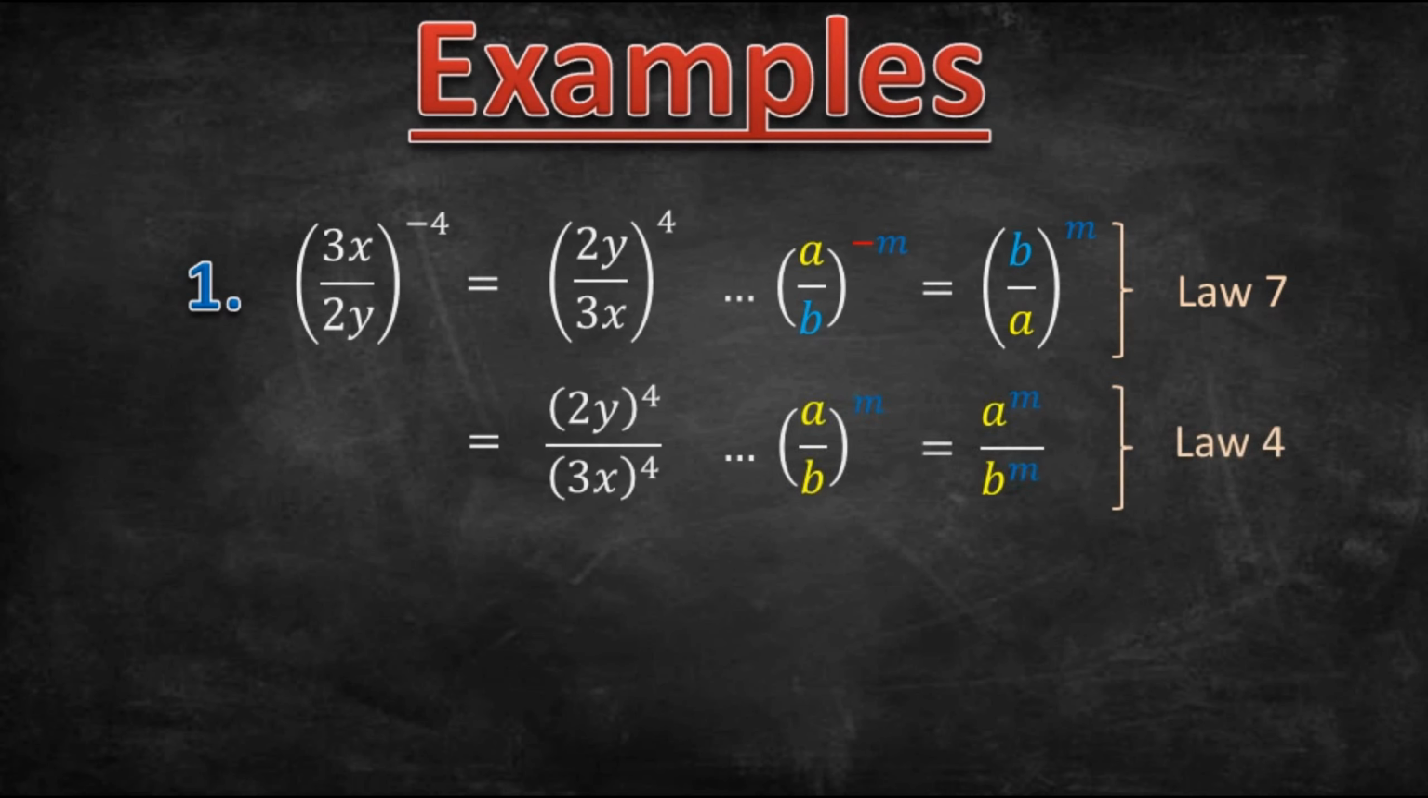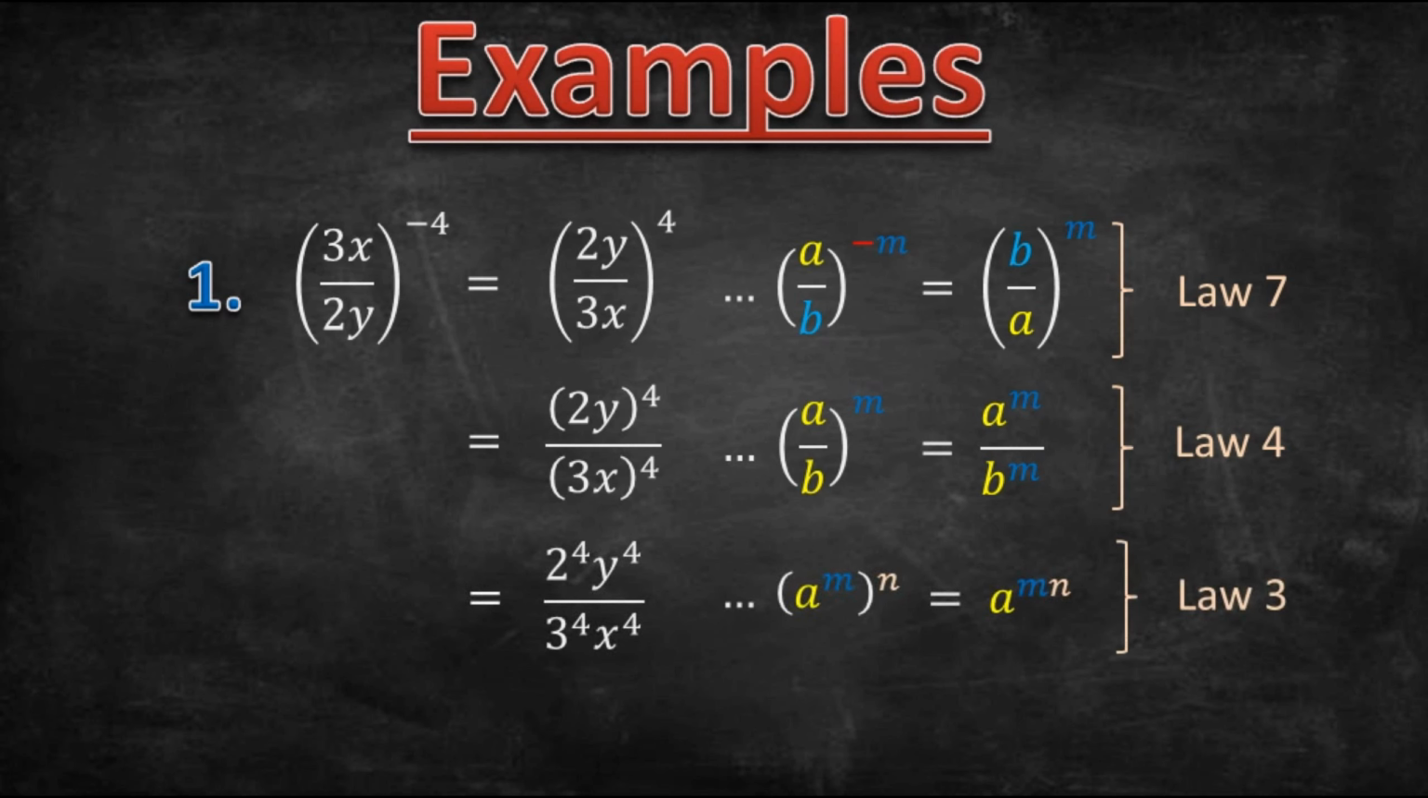Now we can apply law 3, which says the power outside the brackets can be applied to everything inside the brackets, in both the numerator and the denominator. So we have 2 to the 4, y to the 4, over 3 to the 4, x to the 4. And this simplifies to 16y to the 4 over 81x to the 4.